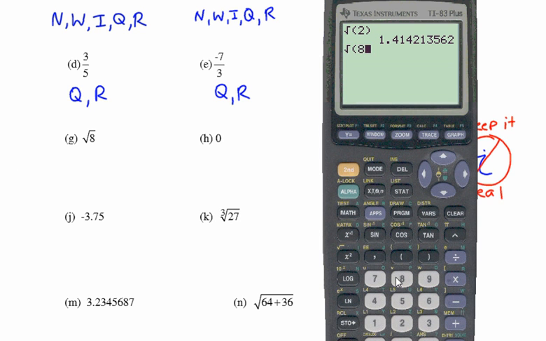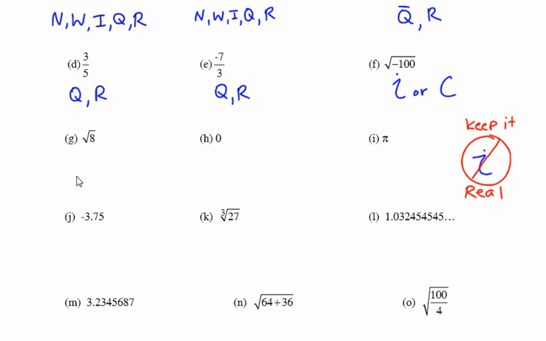Okay, root 8. So we plug it in. That's not a perfect square. Therefore, what would it be? Irrational. That's a Q with a line over top. Okay, it's irrational. Cannot be written as a fraction and it's real.